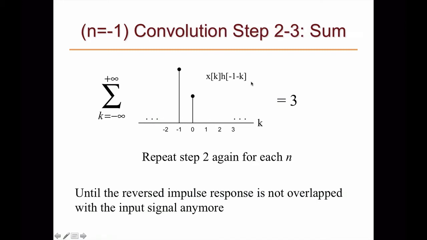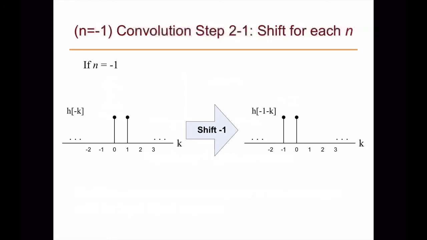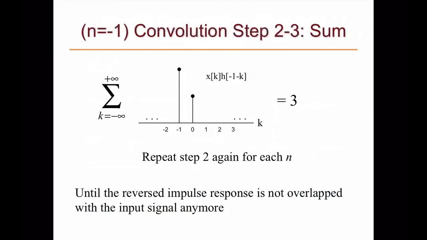Meaning that the output at time, or if I go to the previous example, this is the output at n equals minus 2. The output at n equals minus 2 equals 2. And this is the output at n equals minus 1.